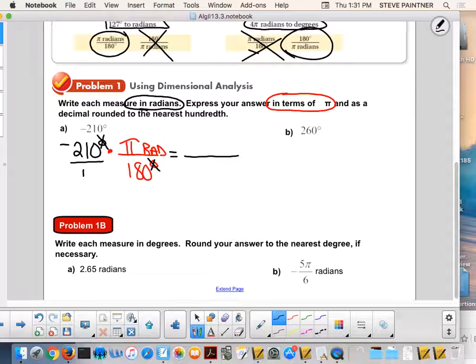Okay. Negative 210 times pi over 1 times 180. That's your answer, but it's not reduced at all. So we'll reduce it now. What goes into 180 and 210?